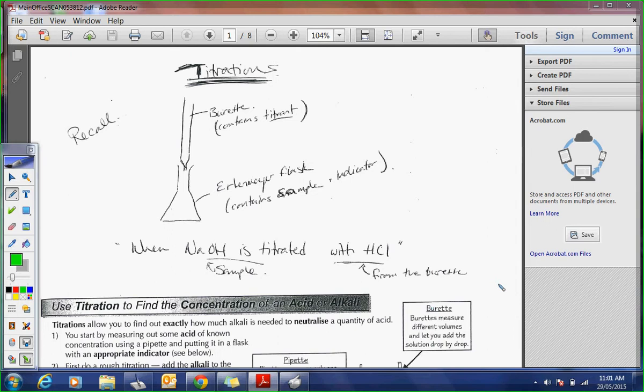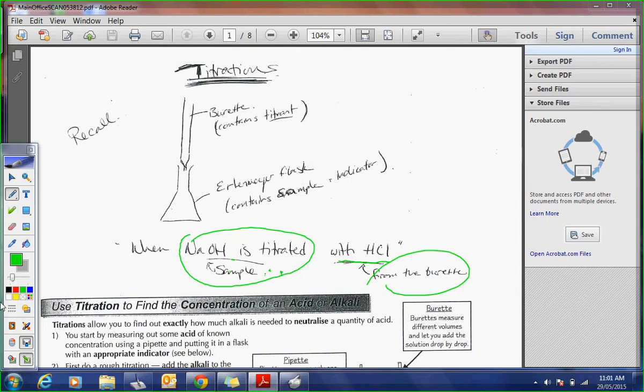If they say, when NaOH is titrated with HCl, they want you to know that this means NaOH is the sample, and with HCl means that that's coming from the burette. Okay? So if they ever talk about the thing that is titrated, that's the sample. It kind of is a bit backwards from what you would think of. You would think it's coming out of the burette. No. It's the thing you're looking at. You're looking at the sample. You're looking at what's being titrated. Okay? Does that make sense? So they need you to know that. Sometimes they just tease that out a little bit.